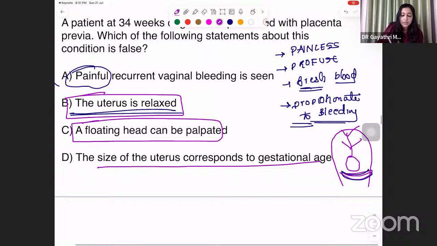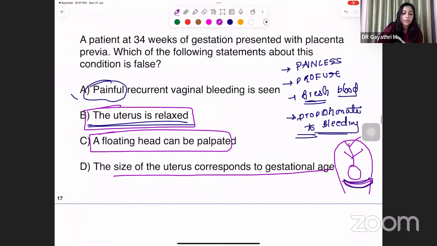The size of the uterus usually corresponds to the gestational age. In contrast to abruption, where you see that the size of the uterus is more than the period of gestation. So the wrong statement is painful bleeding. Okay. So again, it's very important to differentiate between placenta previa and abruptio placentae.